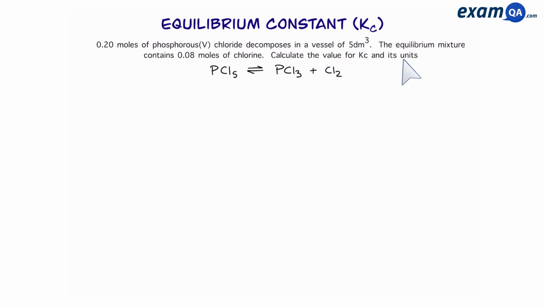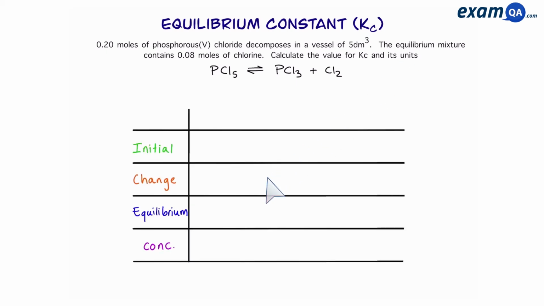Now when we do Kc calculations, we make something called an ICE table. I for initial moles, C for change in moles, and E for equilibrium moles. And then finally, once we have equilibrium moles, we can divide it by volume to get us the equilibrium concentration.